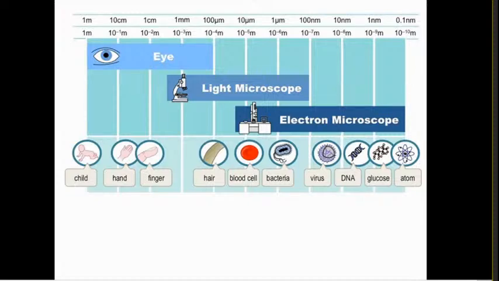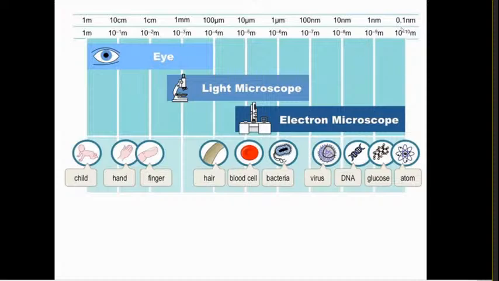Okay, it's the microscopy of the cell. It's very, very important, a rapidly asked question in the CSIR examination. Like, they start with the atom. The atom is 10 power minus 10 meter. That is 0.1 nanometer.